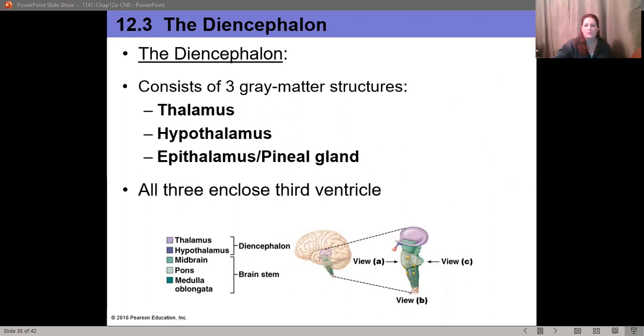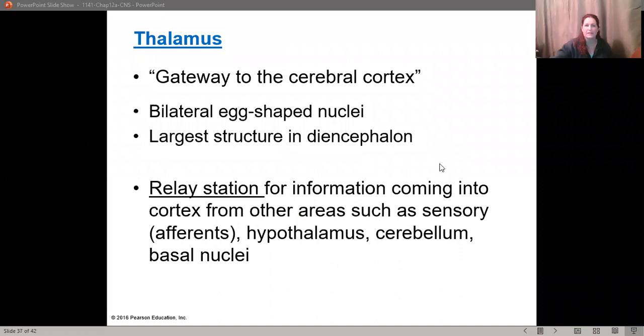So you do need to know the 3 structures that make up the diencephalon and what their functions are. The thalamus is the most centrally located of those 3 structures, and it is considered the gateway to the cerebral cortex. It is a relay station for all sensory information coming into the cortex.